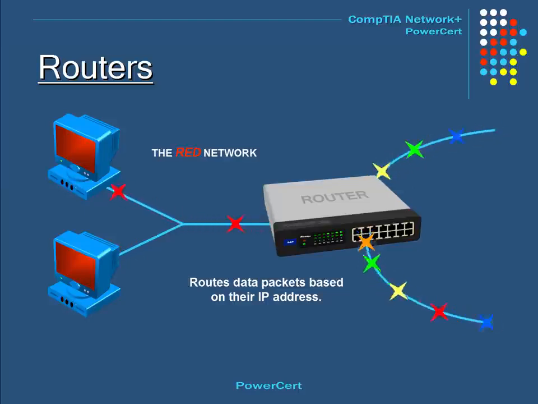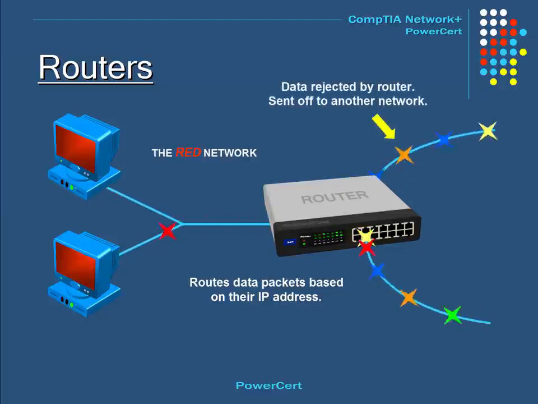The router is only going to accept the red data packets because they are the only ones that are intended for this network. So all of the other data packets, the yellows, blues, greens, etc., will be rejected by this router because they were not intended for this network. Now this is a very simplified illustration of how a router works, but I think you'll get the idea.